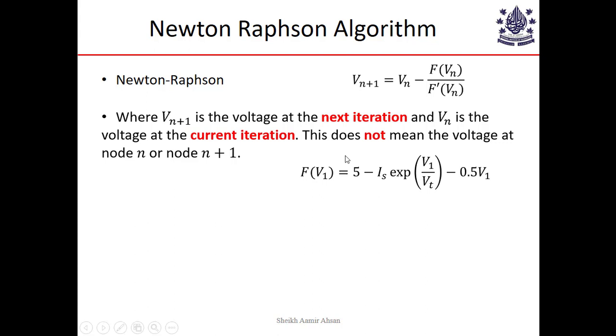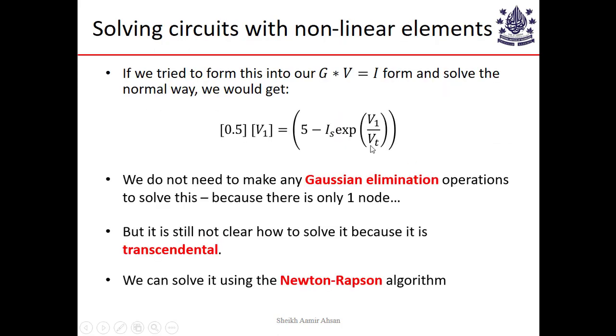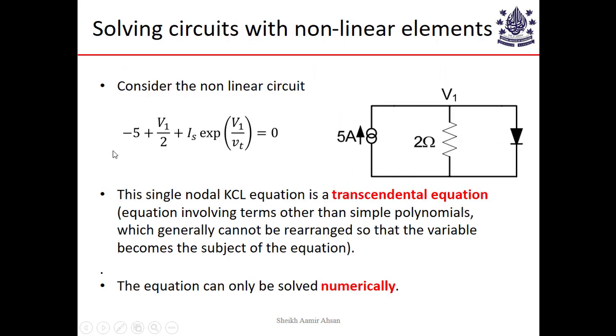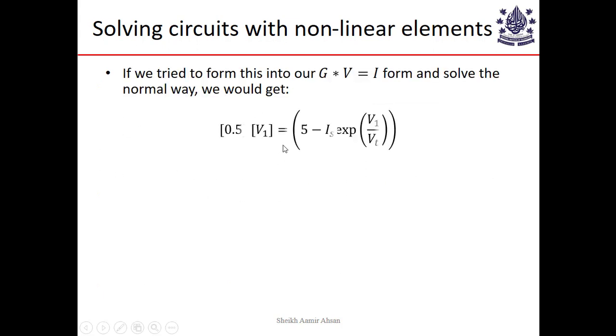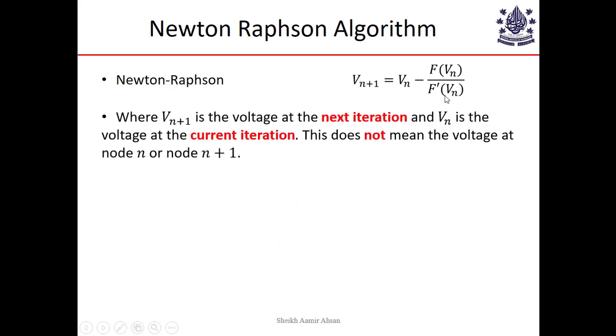Now, for example, let's go to the previous case where we had this equation: the diode equation, the diode current, minus 0.5 V1. This is the main equation. In this whole equation, except the zero, this becomes the function f. So this f is that equation, and we just replace V1 with Vn. This is the first iteration value. So f of V1 is given by this whole thing.